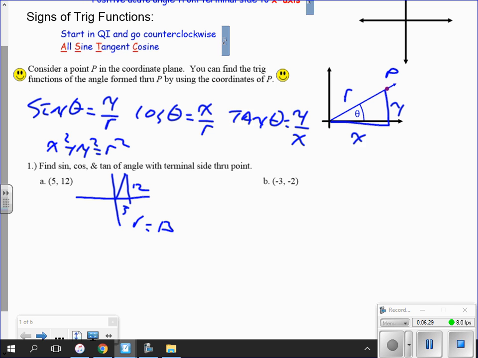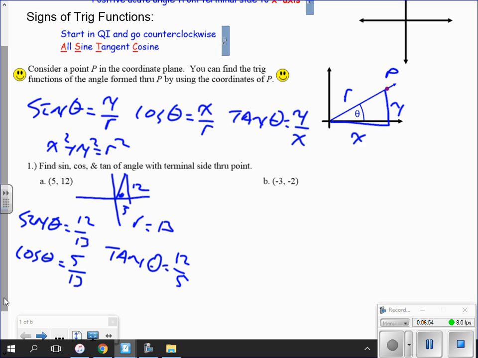So what's my sine? And I'll call this angle theta in here. It would be 12 over 13. What would be the cosine? 5 over 13. And then the tangent would be 12/5. Not too hard, right?